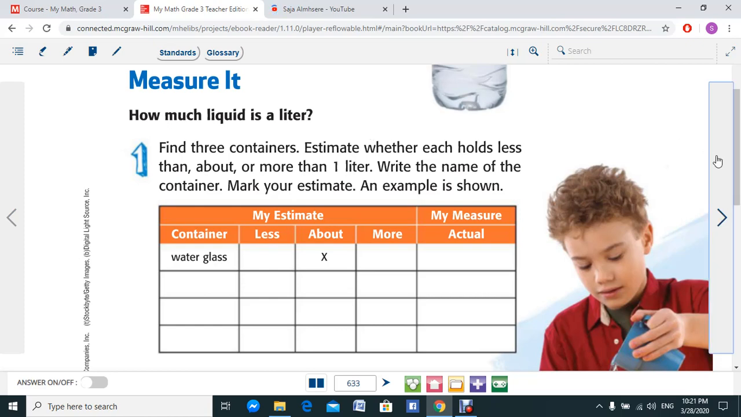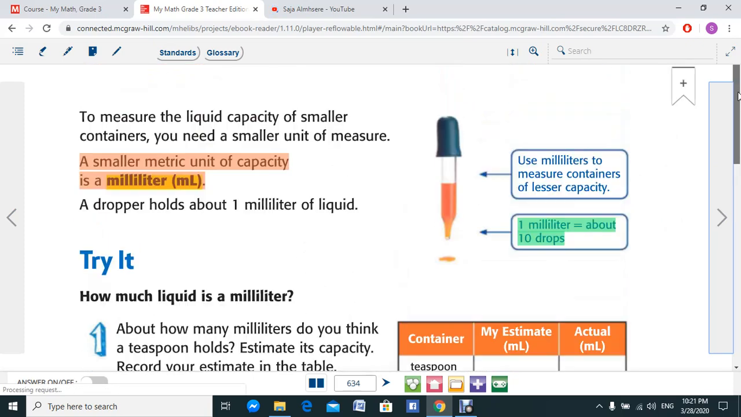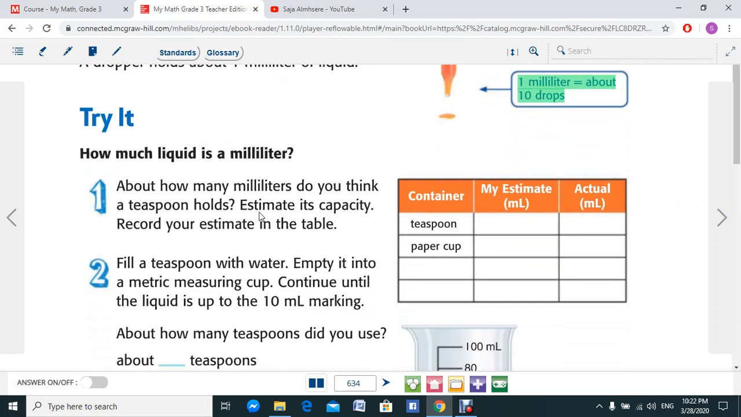Okay? Now, on the next page, we talked about two different units of measuring capacity. The first one was liter. We said that we use liter to measure the big items, the big capacities. For example, I don't use liter to measure the capacity of a spoon. I use milliliter because it is a smaller metric unit of capacity. We said that 1 milliliter is about 10 drops. So again, we use liter to measure big items and milliliter to measure small ones.